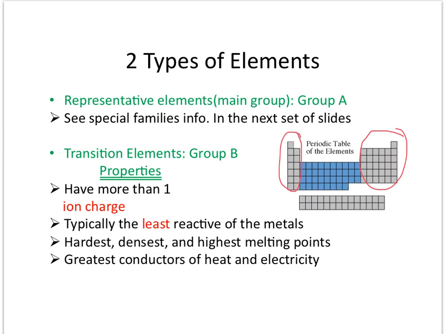And then, of course, we have the transition elements, which are in the middle. Let's give them some specific properties. One that you should already know is that most of those elements have more than one charge. They are typically the least reactive of all the metals. We're going to find that the pattern is metal reactivity is going to decrease as we go across. They are the hardest, densest. They have the highest melting points, and that should make sense. It takes a lot of energy to get them to go from solid to liquid form because of their hardness and their density, and they are great conductors of heat and electricity.